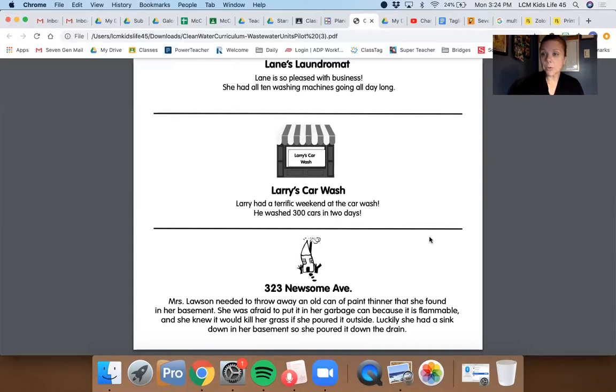What ways are you saving water? Is it possible that instead of having water running all the time, you could use a bucket and you could reuse some of the same water in the bucket, right? So those are some things that we need to think about.